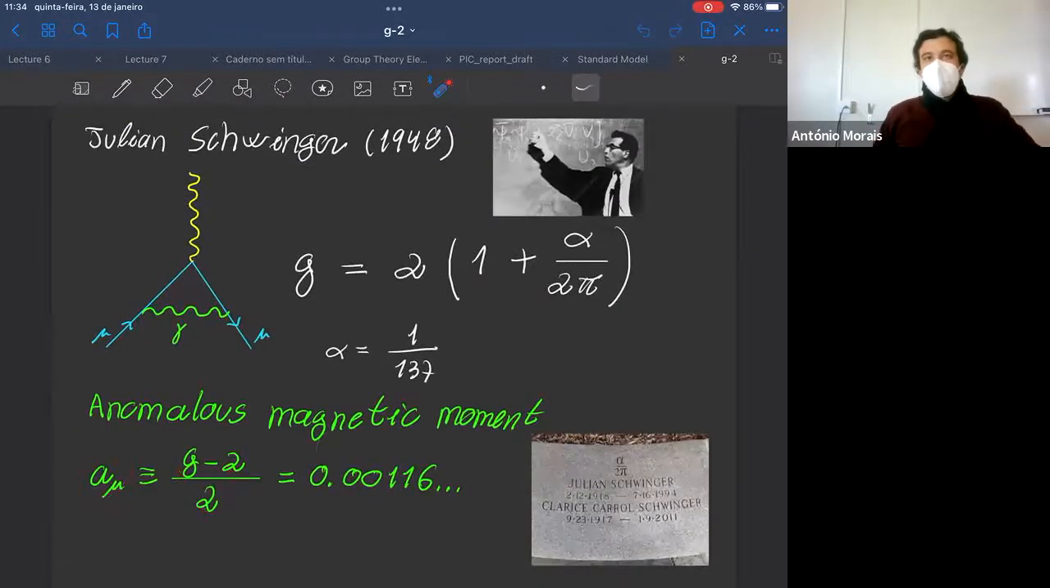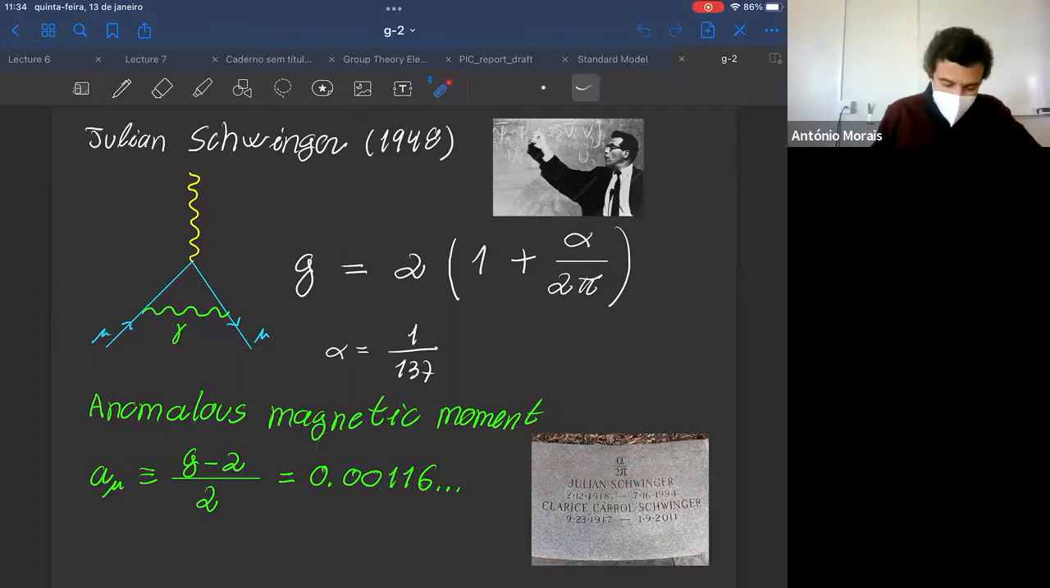This is to quantify the deviation from 2, and this is the measure. And with QED, QED gives this correction, alpha over 2 pi, which is approximately 1 over 137. And this is the calculation of the deviation from 2, it's here. Look also at Schwinger's grave, it has alpha over 2 pi.